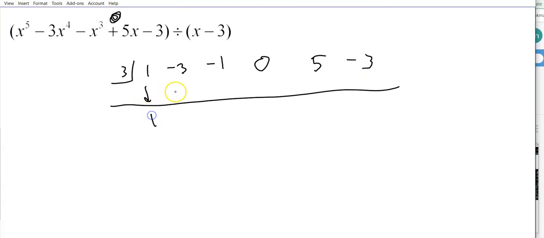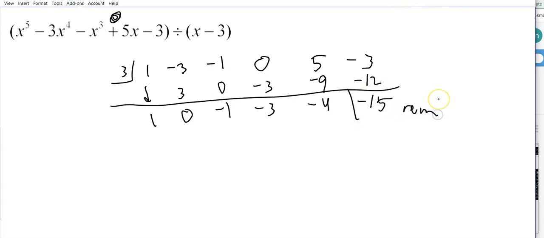So first term comes down, this is 3, I like that, 0, 0, negative 1, negative 3, negative 9, negative 4, negative 12, negative 15. So I did that right. The remainder is negative 15, which means I'm going to work backwards going here. So that's the constant, that's the x term, that's the x squared term, that's the x to the 3rd term, that's the x to the 4th term. And so you have your answer. It's the quotient, which is that, plus the remainder divided by the divisor. And you'll have it.